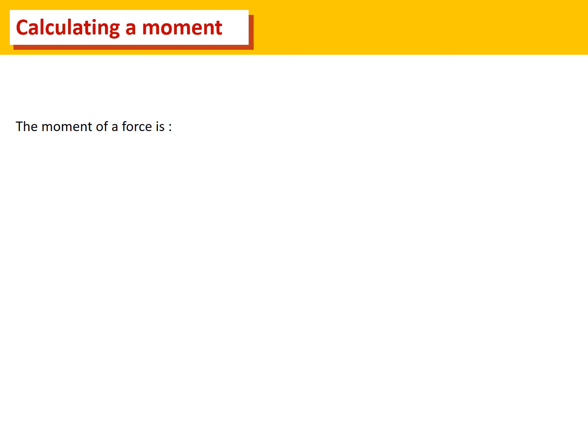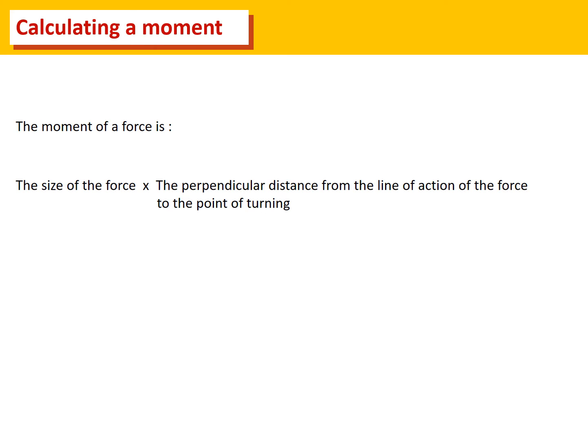So to calculate a moment, the moment of a force is the size of the force multiplied by the perpendicular distance from the line of action of the force to the point of turning. And we'll explain with examples a little bit more what we mean by this phrase, perpendicular distance from the line of action of the force to the point of turning. The unit of measurement is the Newton meter, Newton the standard measurement of force, and meter the standard measurement of distance. So it's a Newton meter.